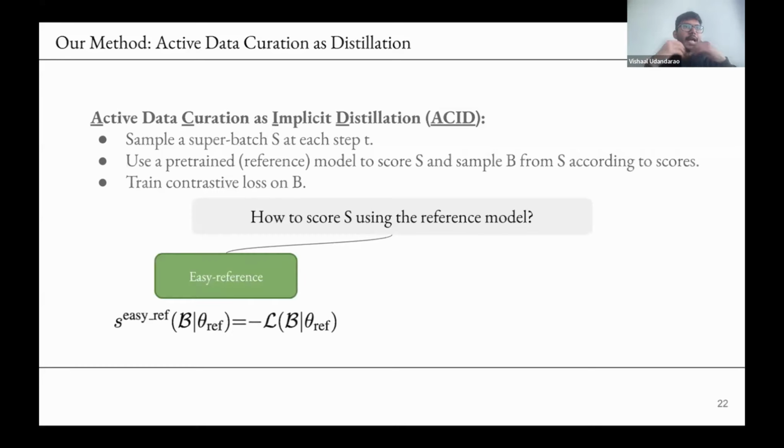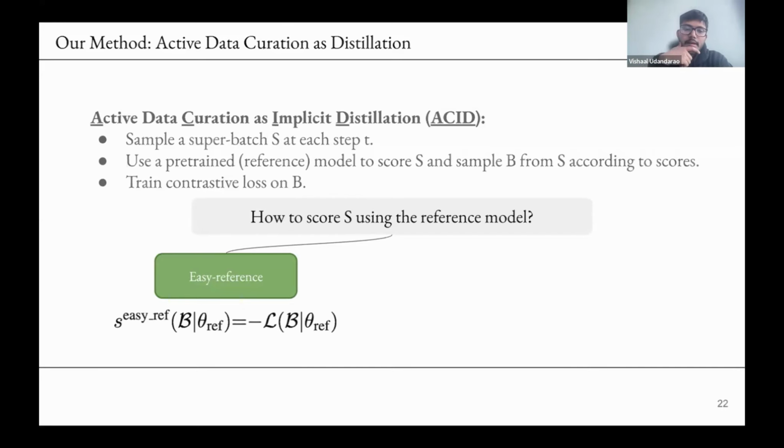And the natural question is, how do you score? What is this score S that I've been talking about? In our work, we use two definitions of scoring. There can be many more that we haven't explored, but we found that these two seem to be a reasonable way to score these super batch samples.